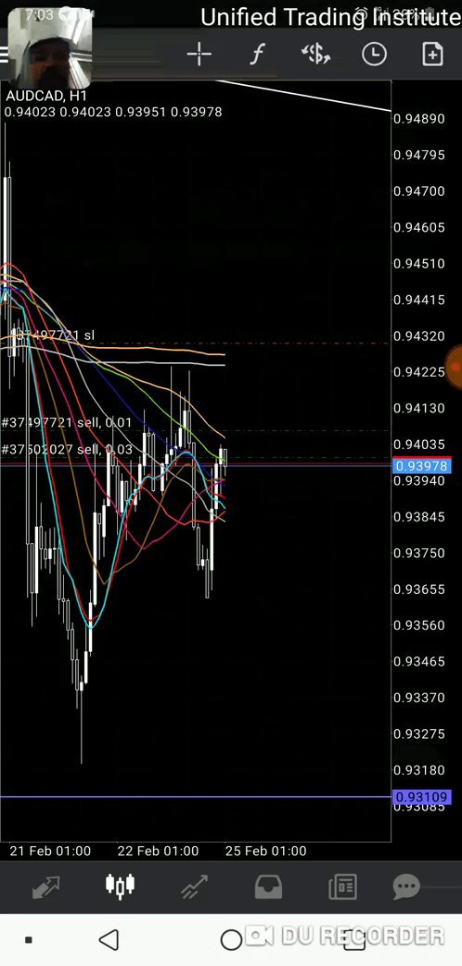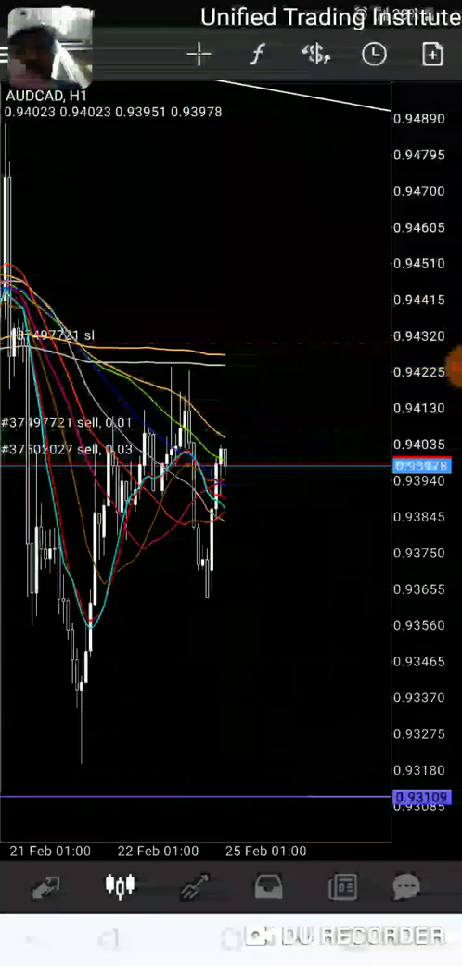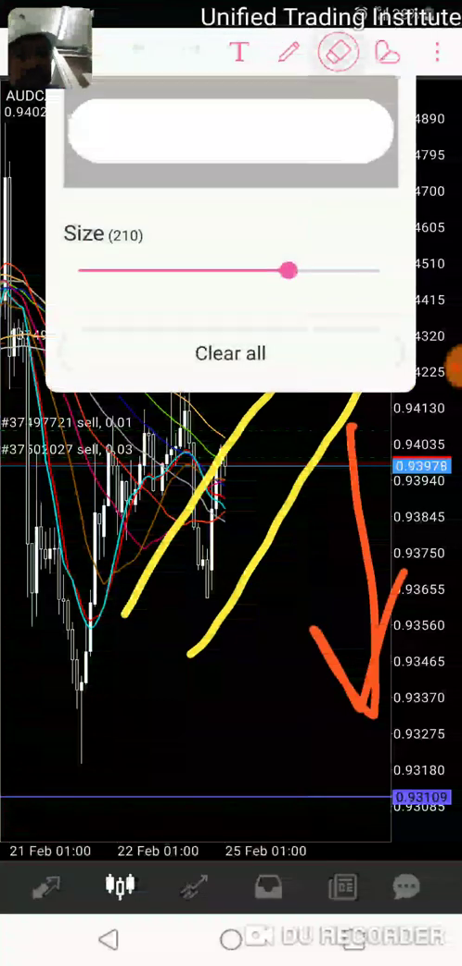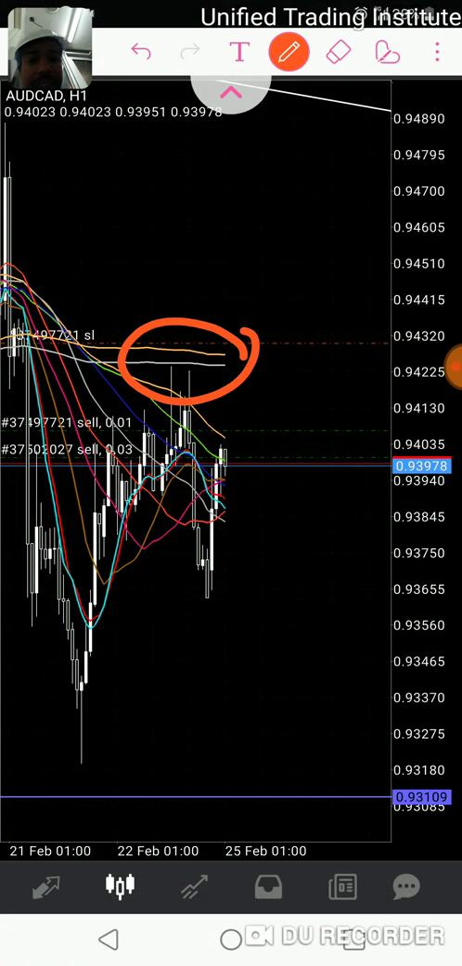That's why I sold. What you can do is set your stop loss above that recent high, and you can sell right now. And that's what I just did.